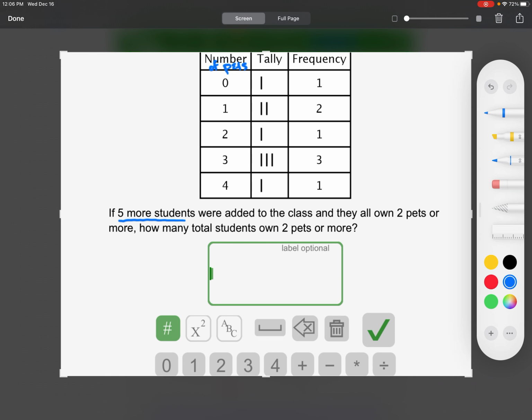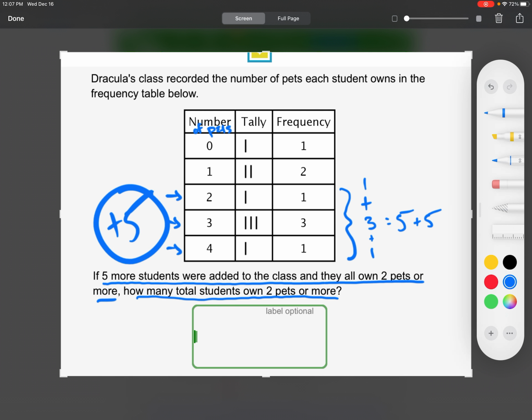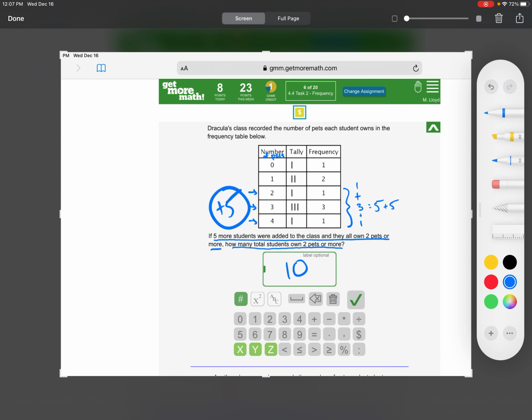If 5 more students were added to the class and they all own 2 pets or more. So let's be clear on what 2 pets or more means. 2 pets or more than 2 pets, these are the ones we're looking at. Let's do it this way. And we added 5 more to that group. How many total students own 2 pets or more? So 2 pets or more used to be 1 plus 3 plus 1, which was 5. We added 5 more, so we are now at 10. All right, there's my 10.